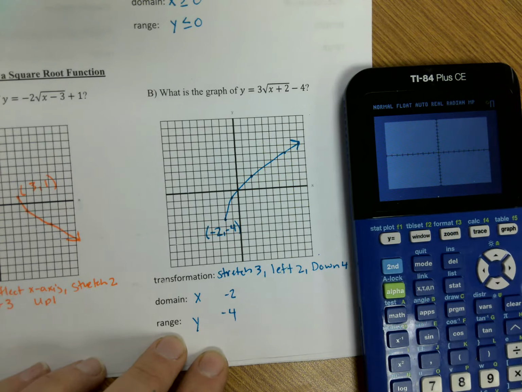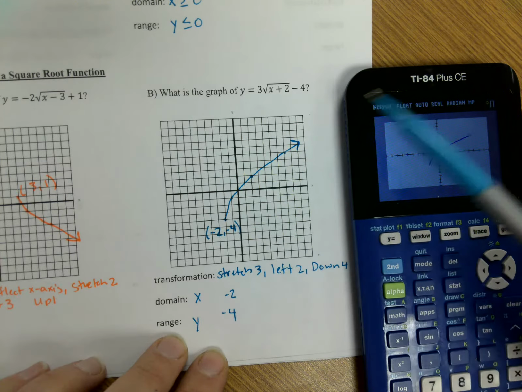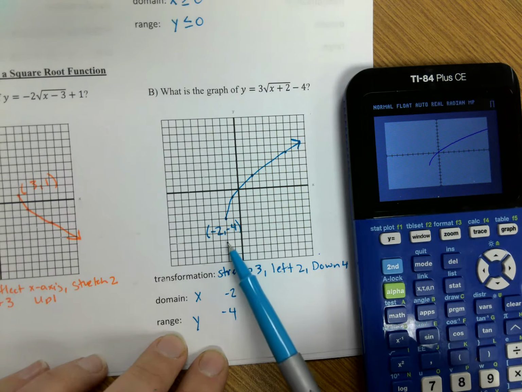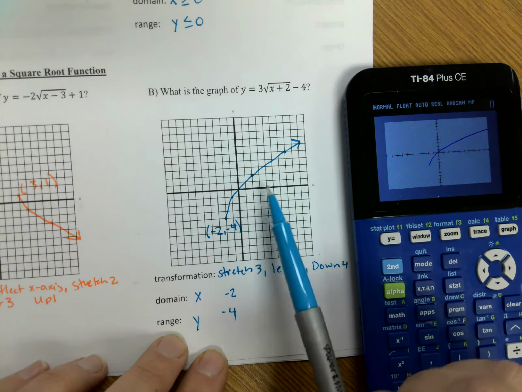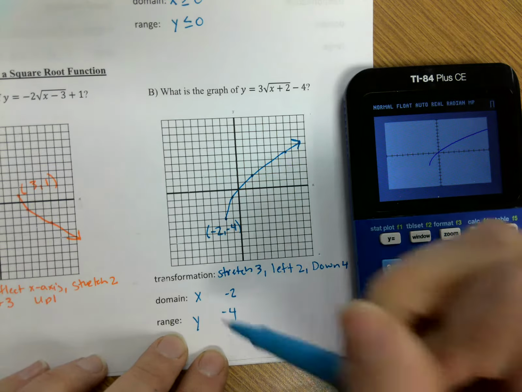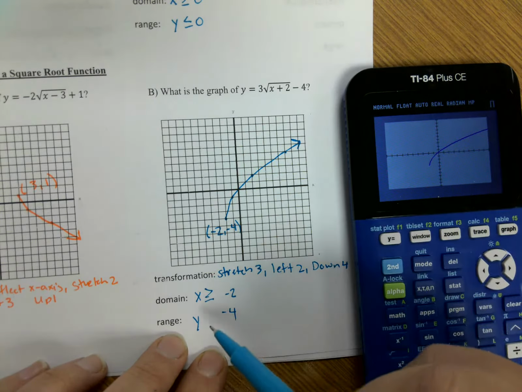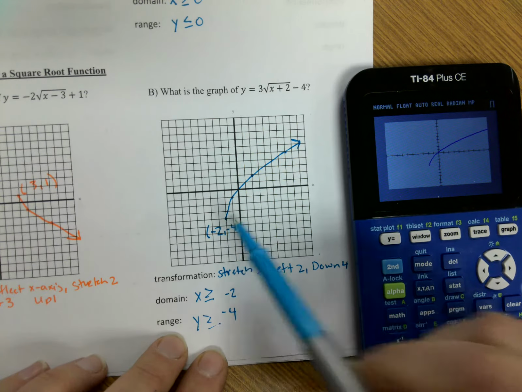So if I push graph, again, your graph should kind of look like this graph. It's a little bit different because these are a little bit closer together. My x value is based on this point. So x is moving positively, because it's moving to the right, so x is greater than or equal to. Y is moving up, so y is greater than or equal to. Again, this is your starting point.